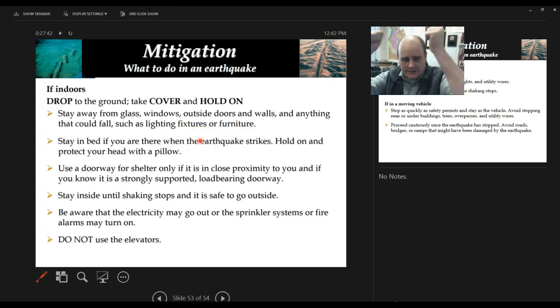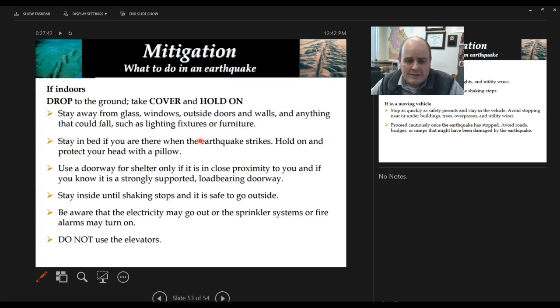If you're in bed, stay there. Hold on and protect your head with your pillow. You want to protect your vitals, right? Often, if you're asleep, you're not going to have time to understand you're having an earthquake and try to get underneath the bed. So just hold on, put stuff over top of you, and protect yourself. Use a doorway for shelter only if it's in close proximity to you and there's nothing else nearby, and try to get a load-bearing door if you can.